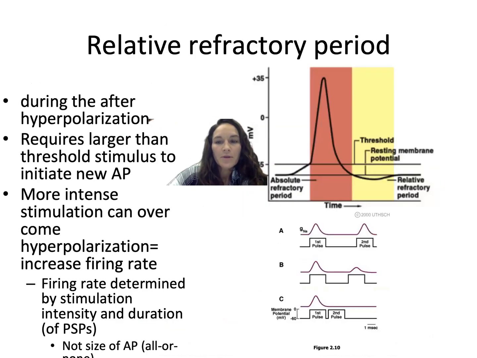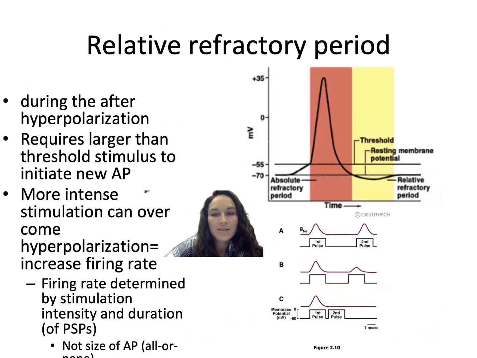The relative refractory period, more or less, happens during that after hyperpolarization of the membrane. So after the membrane has returned to rest, there's this overshoot where the membrane's more hyperpolarized than it was when it was at rest. And this is called after hyperpolarization, or AHP. And you can see it in that yellow in the graph at the top.